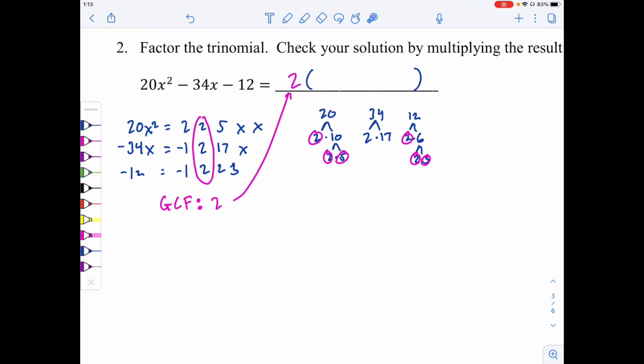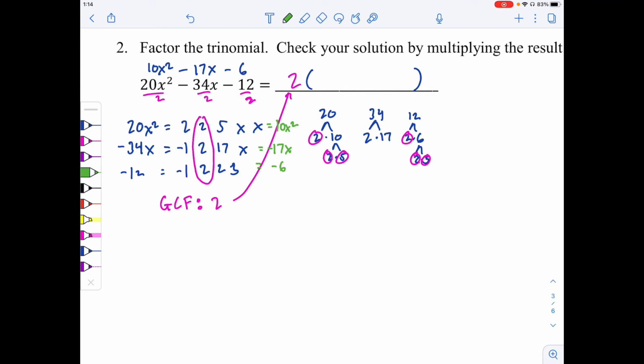Another way is, if you see it, you could divide all these by 2, right? Divide by 2, divide by 2, and you get your solution too. It's another way to do it also, right? We divide everything by 2 and see what we get left. We get 10x squared minus 17x minus 6. Right, that's the same thing as our leftovers here. Then we get 10x squared, negative 17x, and negative 6 is our leftovers.